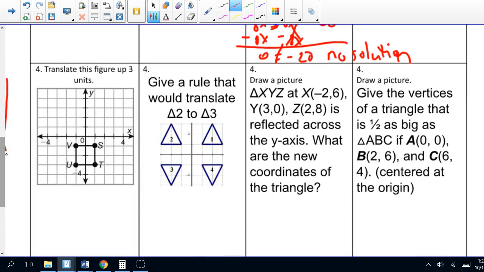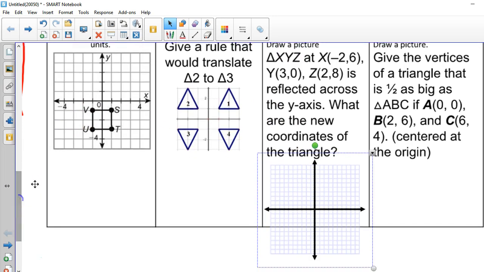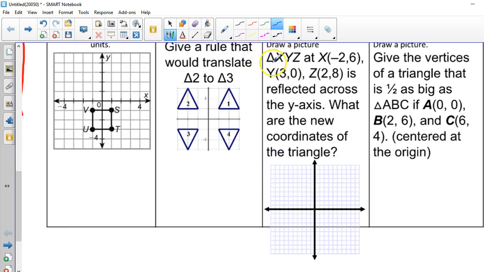Number 4, we need to draw a picture. Since I need to draw a picture, I'm going to add a grid to the bottom. You could use a piece of your graph paper, and we need to plot these points right here. X for triangle XYZ. We need to plot each of these vertices on our graph. And then we need to reflect it across the y-axis. All right, so I'm going to go negative 2, 1, 2, 3, 4, 5, 6. I'm going to go 3, 0, 1, 2, 3. I'm going to go 2, 8, 2, 1, 2, 3, 4, 5, 6, 7, 8.